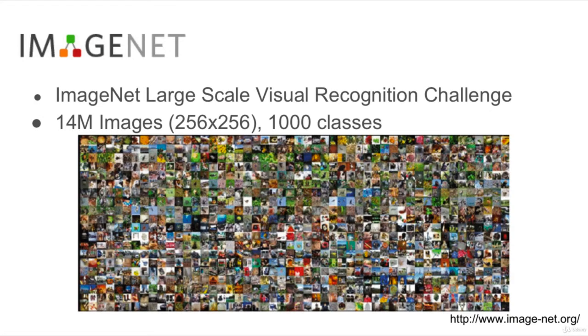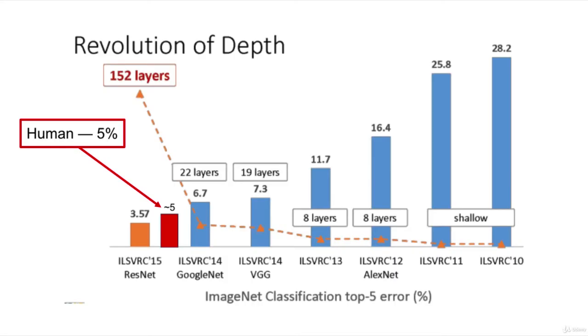There exists a competition called ImageNet Large-Scale Visual Recognition Challenge. The task for the competitors is the following. You have 14 million images of size 256 by 256. Each image is assigned to 1 out of 1000 classes: cats, dogs, frogs, etc. You have to build a classifier, an algorithm that takes an image as an input and returns the class of this image. This competition started in 2010 and the error on top 5 classes was 28%.